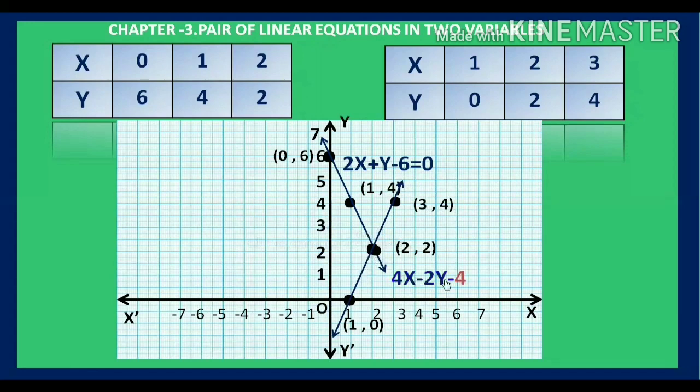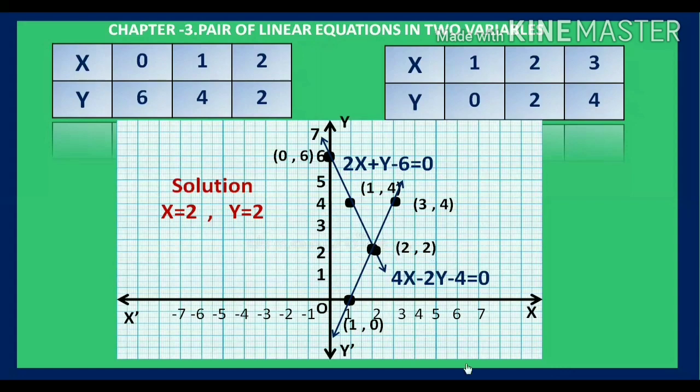So you can see we get intersecting lines, and both lines intersect at (2, 2). So our solution is (2, 2). You must write the solution on the graph. If intersecting lines are there, you have to write the solution x equals to 2, y equals to 2. If the lines coincide, write infinitely many solutions. And if the lines are parallel, then you have to put no solution. Do write this on the graph paper. So the solution is x equals to 2, y equals to 2.